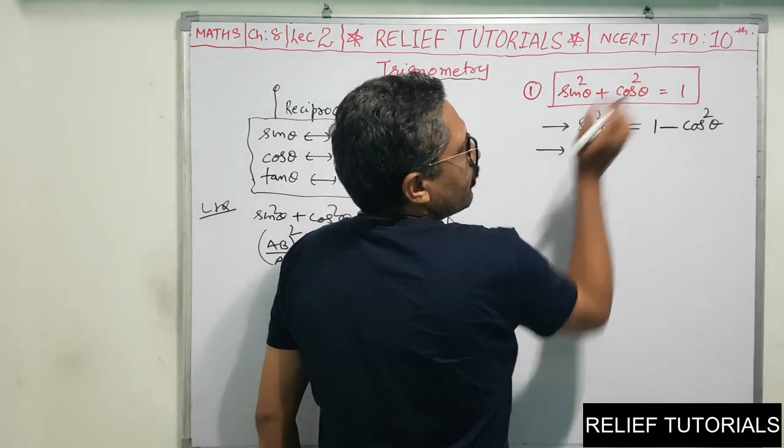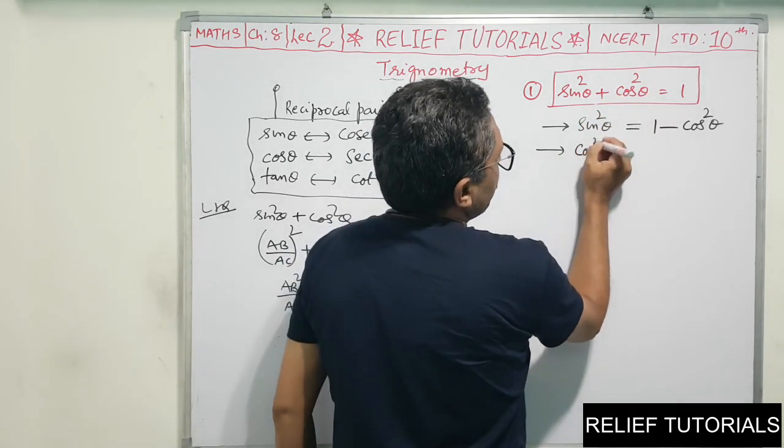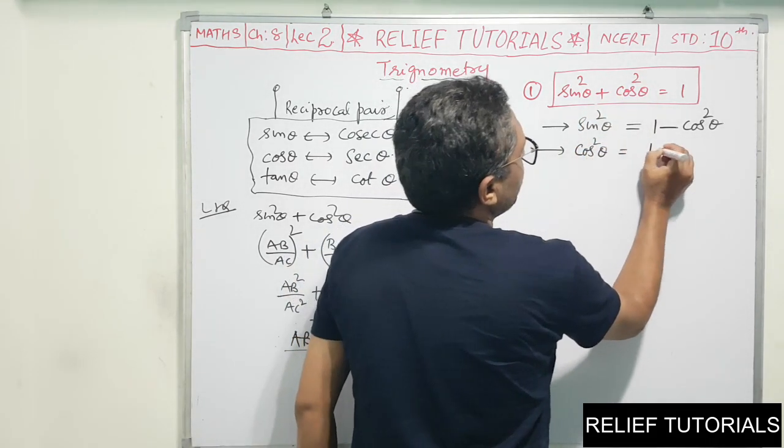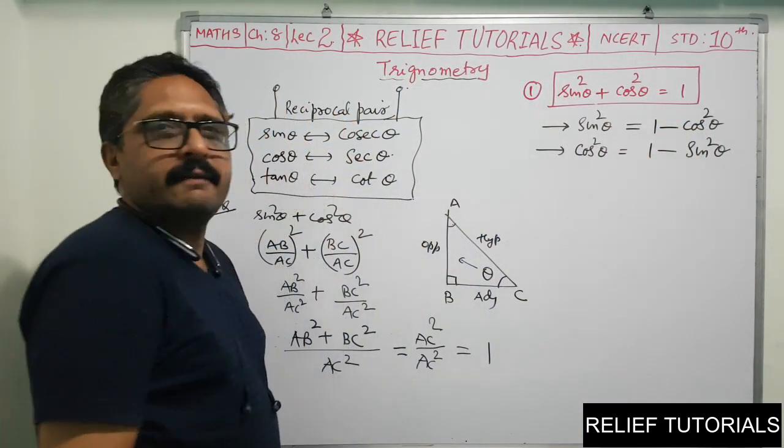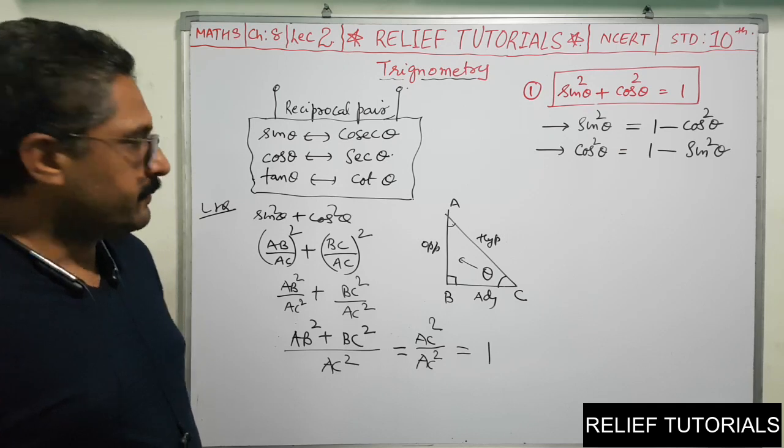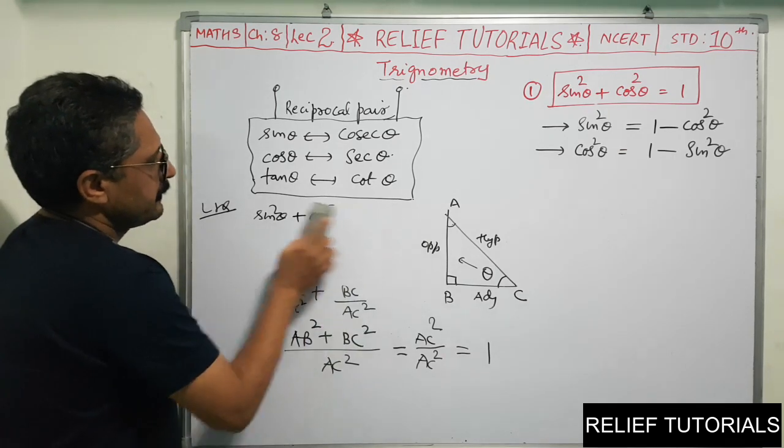Similarly, if I want cos square theta, then I can write cos square theta is equals to 1 minus sin square theta. Okay, so I'm going to rub this.